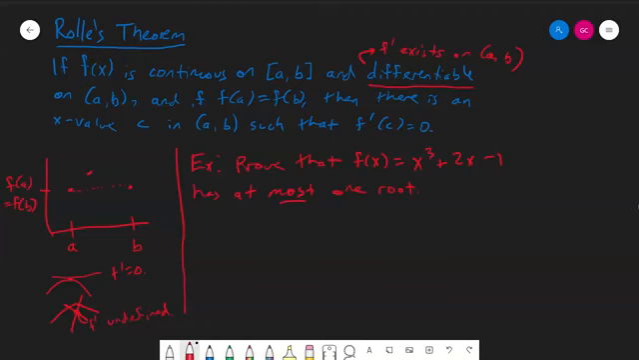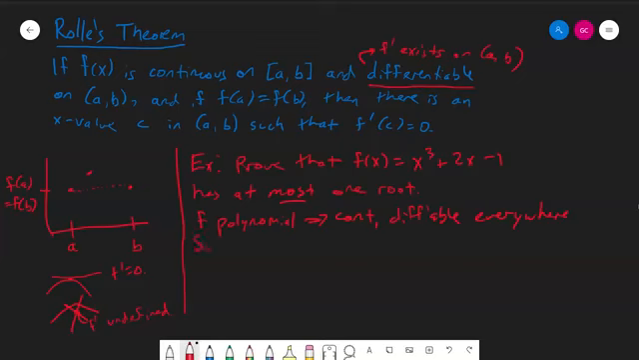Well, first of all, notice that since f is a polynomial, that means that it is continuous and differentiable everywhere. Right? It's important to check this, because if a function f is not continuous or not differentiable, then Rolle's theorem might not apply. Right? You can't use it if you don't satisfy these preconditions. So in this case, I can use Rolle's theorem.